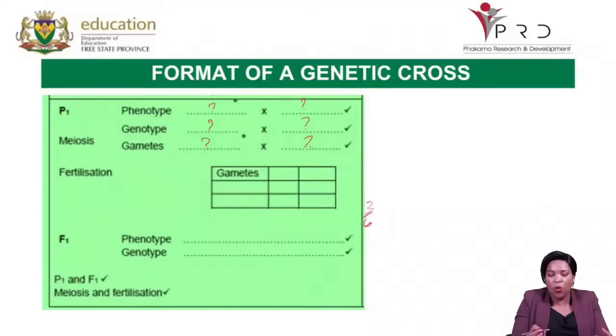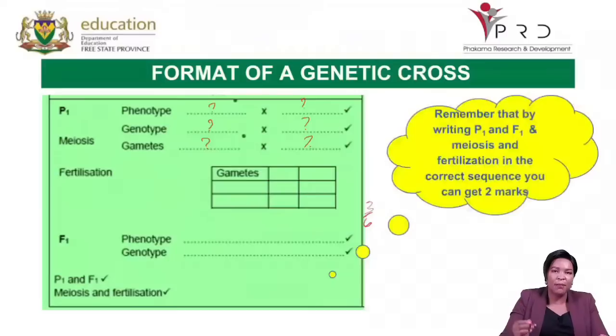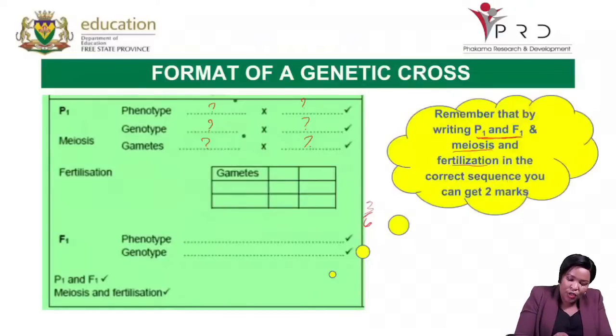So let us check where can you obtain these marks for free. Today I'm giving marks for free. Remember that by writing P1 and F1 and meiosis and fertilization at the correct places, you are going to get 2 marks. Let's check. You start your format by saying whatever.